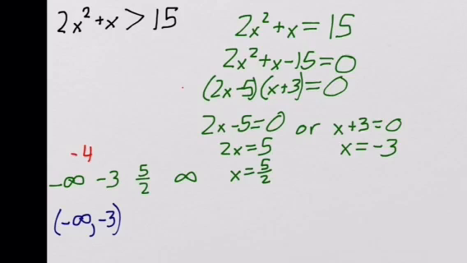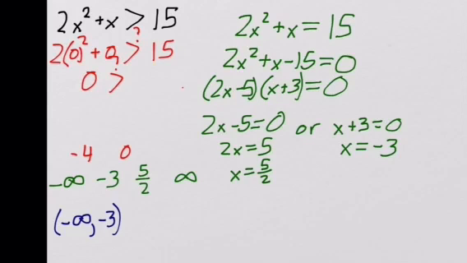So maybe between negative 3 and 5 halves, 0 is a good number to check. So 2 times 0 squared plus 0, checking to see if that's greater than 15. Well, anything squared is 0, and then anything multiplied by 0 is 0. So we end up getting 0 greater than 15. That's not true. So it's not going to work in that range.